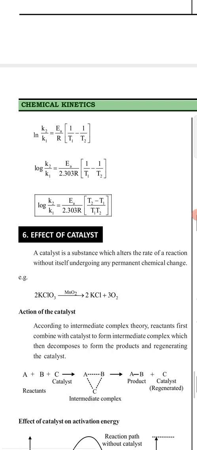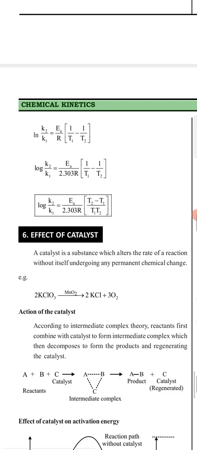If two values of the rate constant are given, we have to find out the activation energy from the two temperatures, suppose 300 Kelvin and 400 Kelvin are given, and K2 and K1 with respect to their temperatures are given.